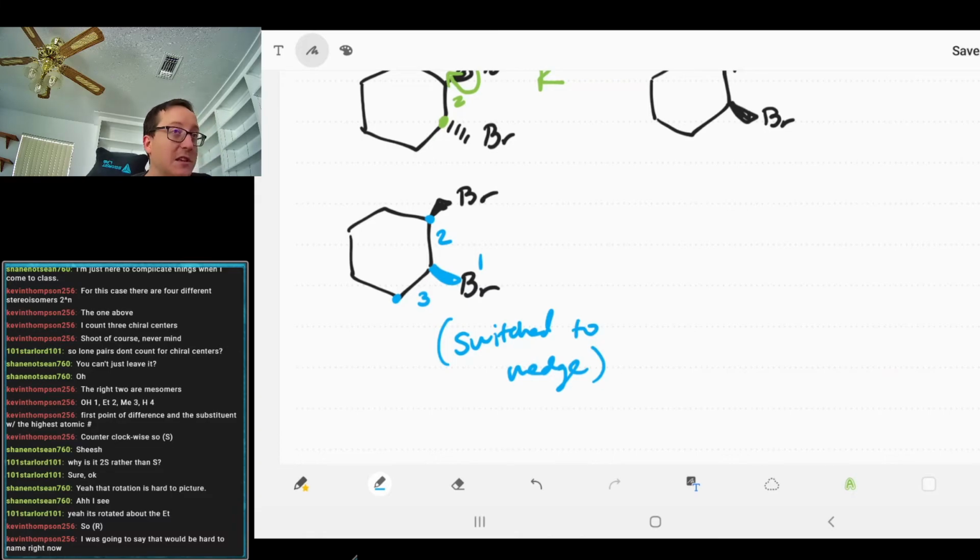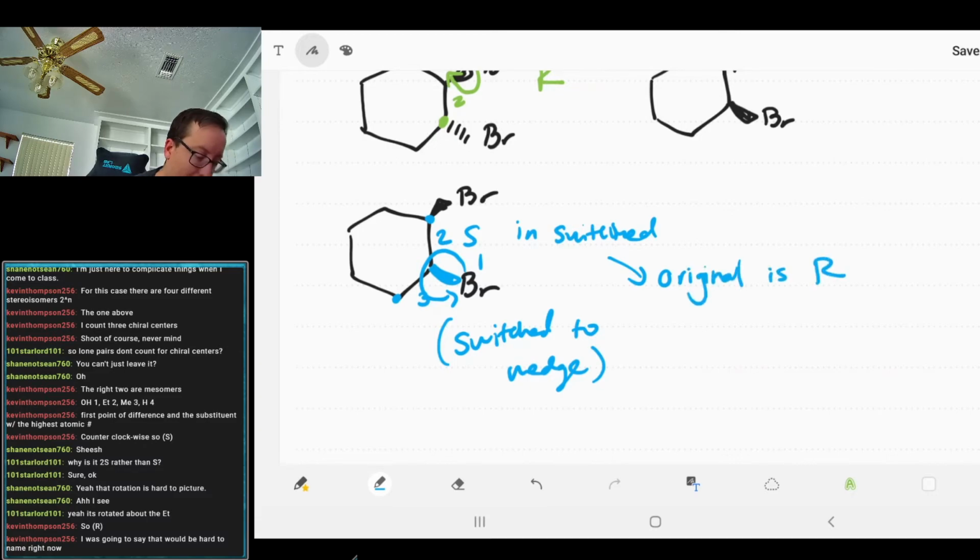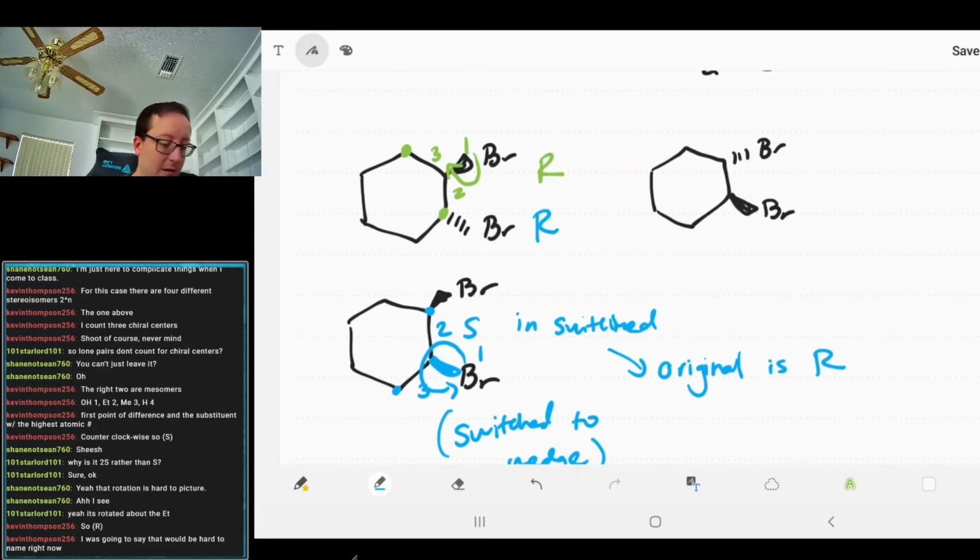Okay, if we pretend to switch this, now we can do the stereochemistry. We see this as S in the switched one, which means our original is R. So this one is also R. Do we see that? So remember, I swapped it so that the bromine was now on a wedge so that I could do my stereochemical or absolute configuration. When I switched it, I got S, which means the original dash bromine is R. So this is R and R.